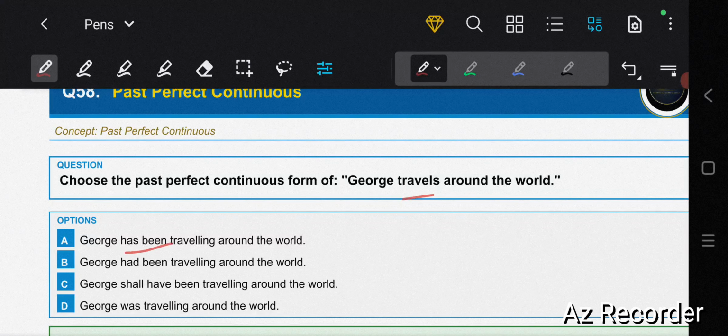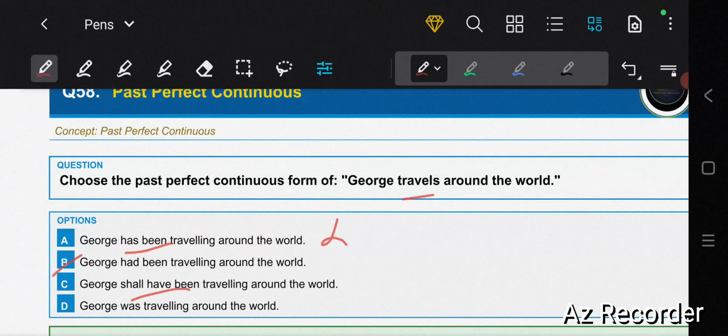This is not about the past. The helping verb is she. This one is the incorrect one. So can you tell what the tense is here in option A? Has been traveling. If you say this is present perfect continuous, you're right. Had been traveling. Which tense is here? It's past perfect continuous. Okay, and we generally want the past perfect continuous: had been and verb third form. So this one is the correct option.